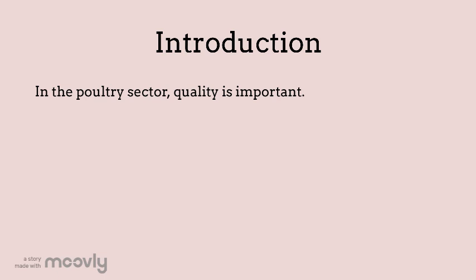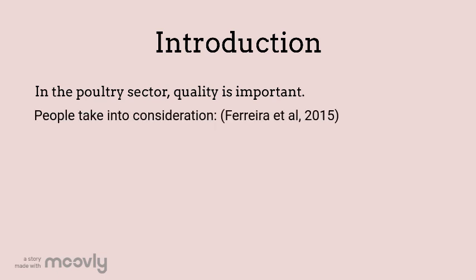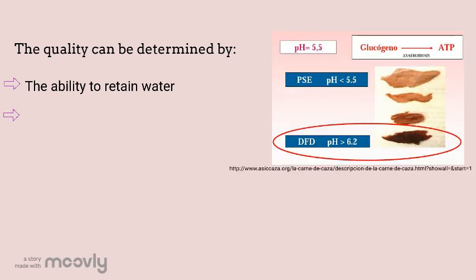As an introduction, the quality of the meat is important in the poultry sector. People take into consideration the color, tenderness, and taste when choosing a meat. The quality of the meat can be determined, at first, by the ability to retain water, which refers to the ability to not lose size when the meat is cooked.